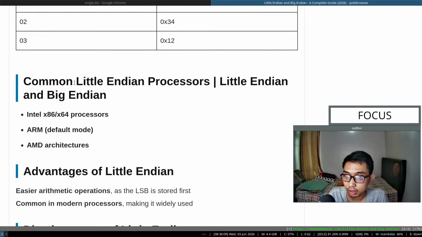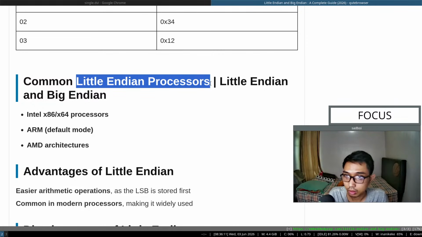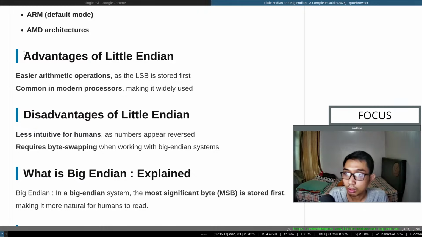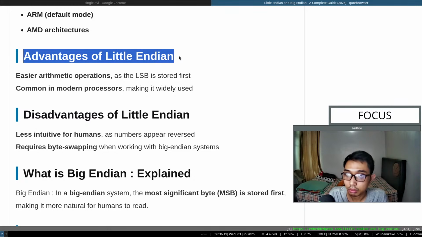Common Little Endian processor. Endian and Big Endian. Oh, this one. Advantage of Little Endian: once the multi-byte number is loaded in the CPU for a computation, endianness is irrelevant. Oh, okay.